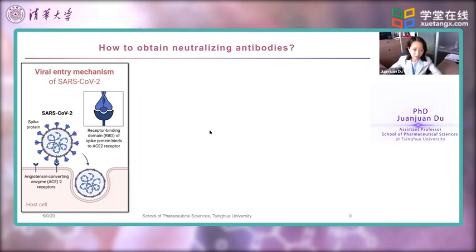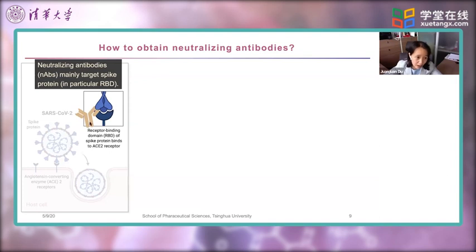Okay, so now let's see how the virus infects more closely. We just mentioned that the virus binds to a receptor on the lung epithelial cells. Actually, it is the virus surface protein, which is called spike protein or S protein, that binds to a receptor called ACE2 on our lung epithelium. So what kind of antibodies may block this process?